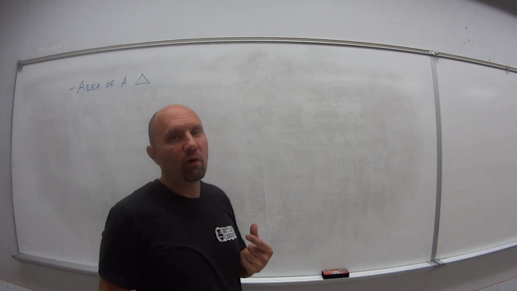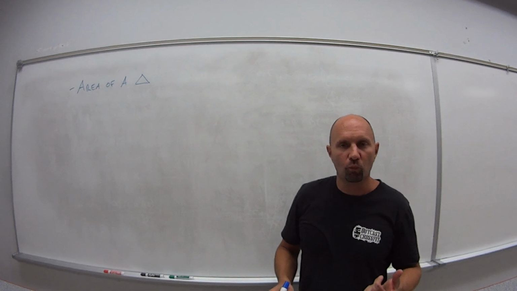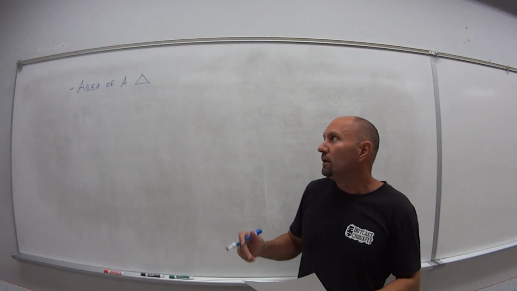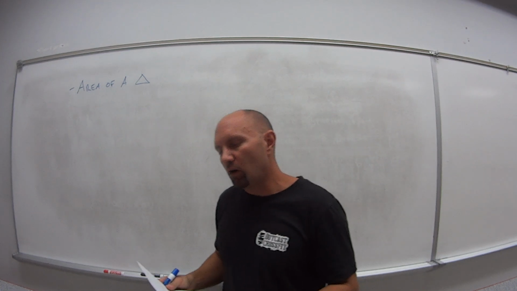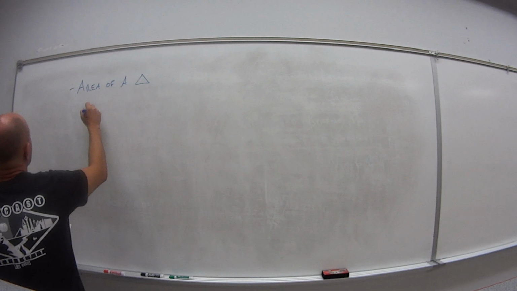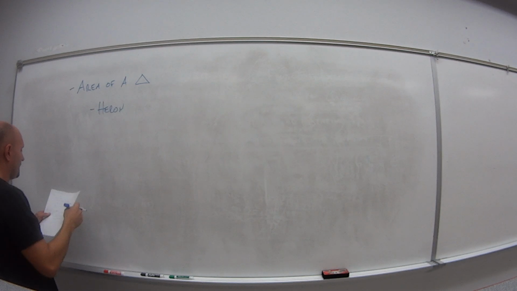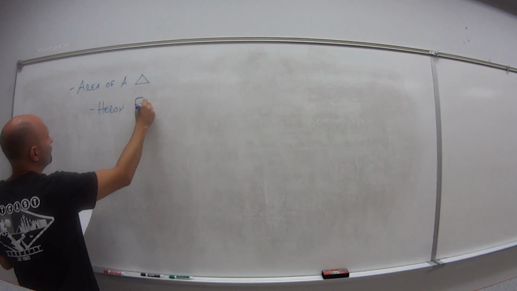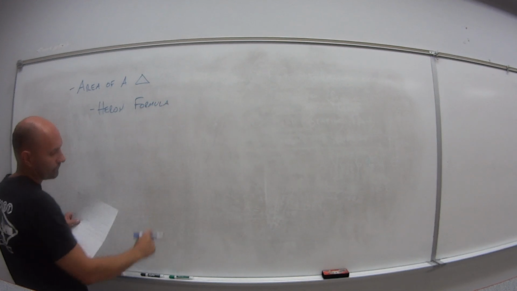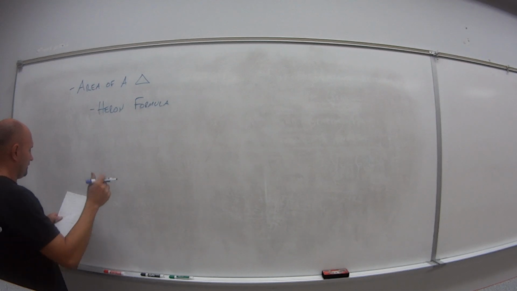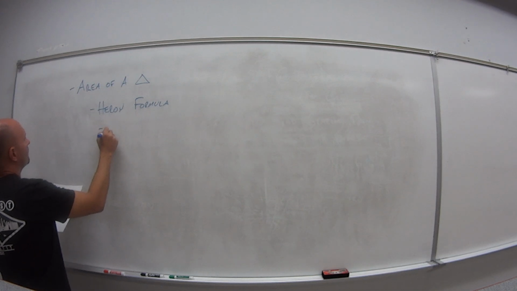For this semester, we've already looked at one formula. We looked at AB sine of theta. This one is using law of cosines, and it's a formula developed by a mathematician named Heron, so it's Heron's formula. I'm not going to go through the derivation of it, but it says the following.